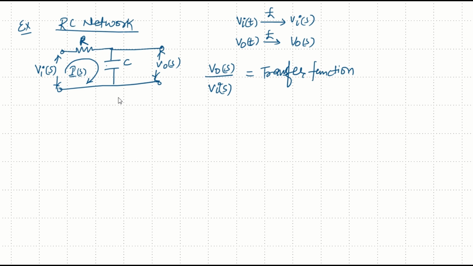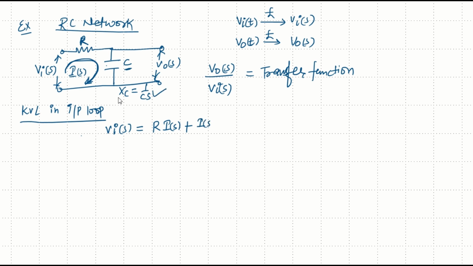Now, if we apply KVL in the input loop, from here to this is the input loop, we get the equation VIs equals the drop across the resistance, which is I into R, plus the voltage drop across the capacitance. The impedance of the capacitance is XC, and in the Laplace domain it is given by 1 upon Cs. So the voltage drop across the capacitance will be XC into Is, and the value of XC is 1 by Cs. I am writing directly here: the voltage drop across the capacitance will be Is divided by Cs.